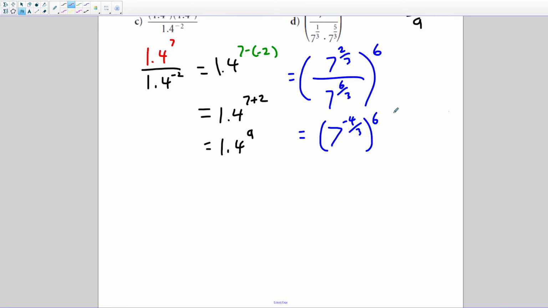Since we have a power raised to a power, we need to multiply them. -4/3 times 6, or 6/1, means that we would end up with -24/3, and -24/3 is the same thing as -8. So that would mean that my final simplified form is 7 to the power of -8, but most of the time your teacher will want you to write this with a positive exponent, which means that I will write this as 1/7 to the power of 8.